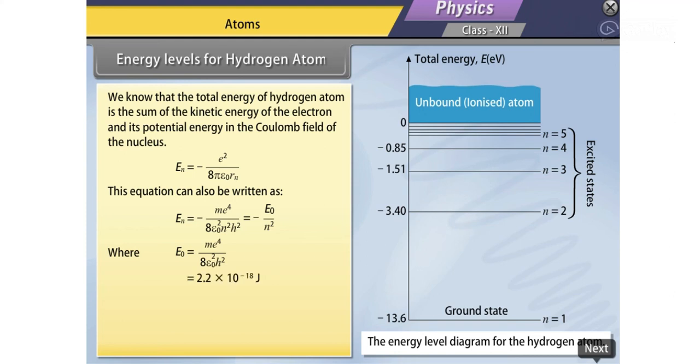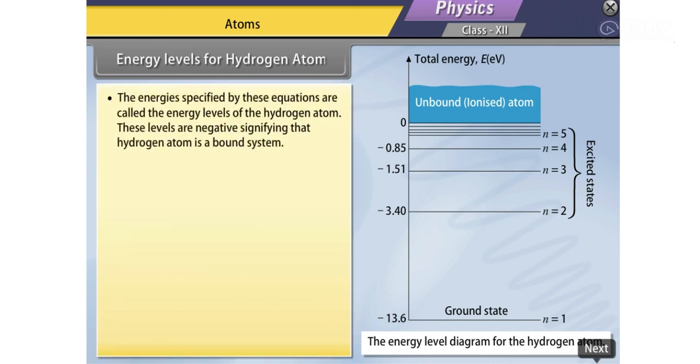En equals 2.2 times 10 raised to the power minus 18 joule, which is equal to 13.6 electron volt. The above equation can also be written as En equals minus 13.6 upon n square electron volt. The energies specified by these equations are called the energy levels of the hydrogen atom.